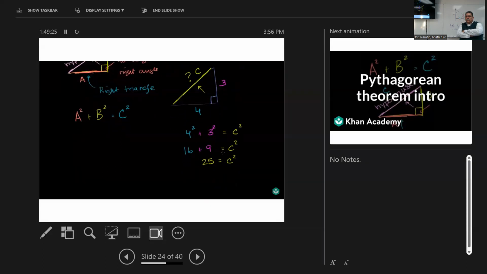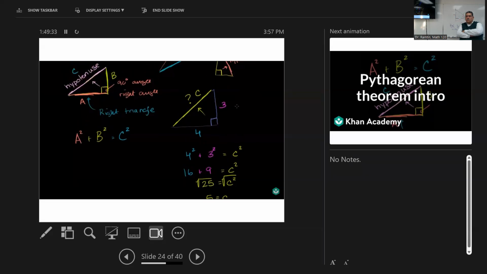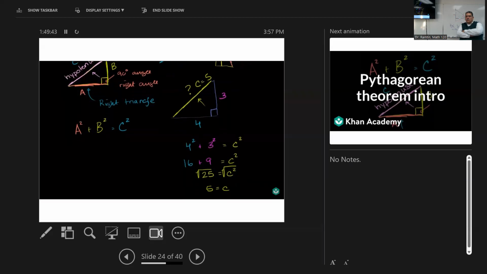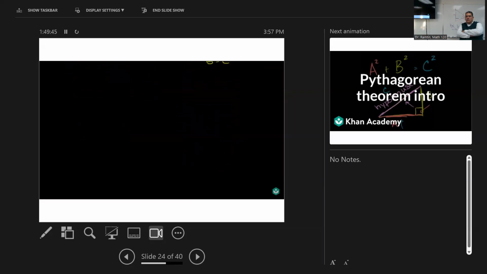So you take the principal root of both sides, and you get 5 is equal to c, or the length of the longest side is equal to 5. Now, you could use the Pythagorean theorem if we give you 2 of the sides to figure out the third side, no matter what the third side is. So let's do another one right over here.